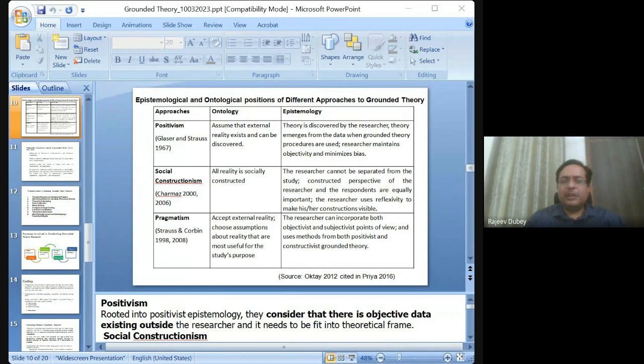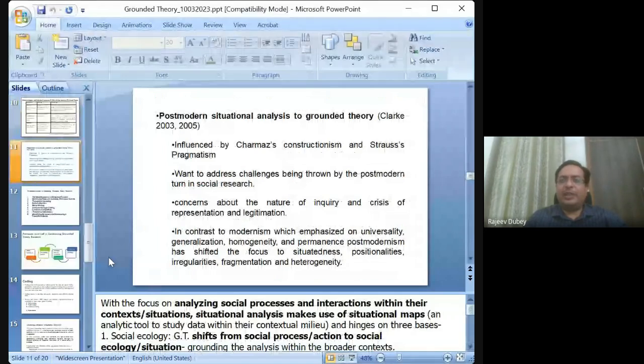And after this pragmatism, we find that yet another strand started, as I gave you the picture in the diagrammatic representation, of how grounded theory approaches have evolved over a period of time. The postmodern situational analysis of grounded theory was, to an extent, influenced by Charmaz's constructionism and Strauss' pragmatism. They wanted to understand and also address the challenges which were being thrown.